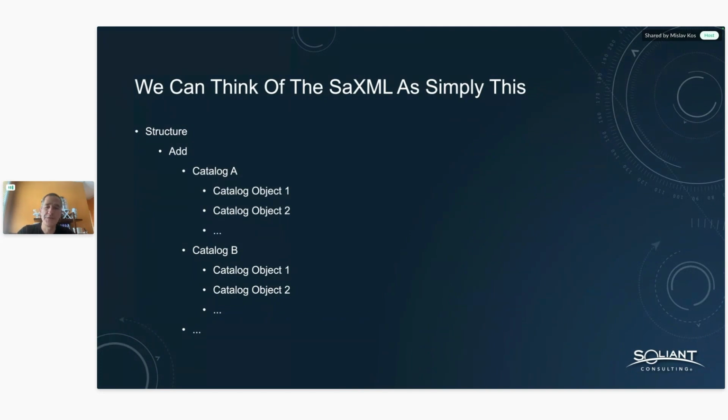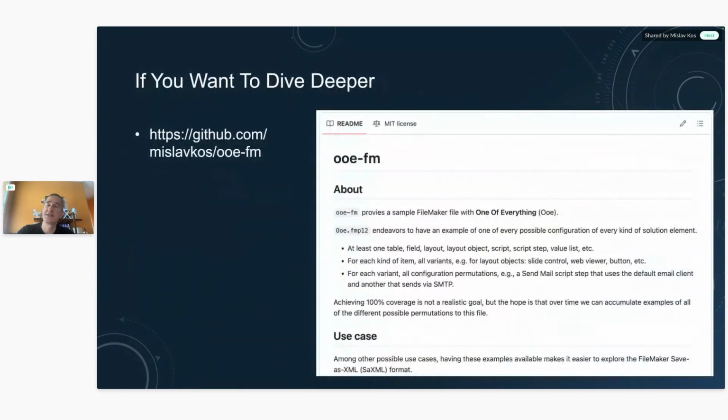If you want to dive deeper into this, you can of course generate the XML of a database file that you're familiar with, but you can also take a look at the sample file that I have available here on GitHub. The idea is that this file has one example of one of everything, right? One of every script step, one of every layout object, one of every kind of permutation, and it already has the XML created for it.